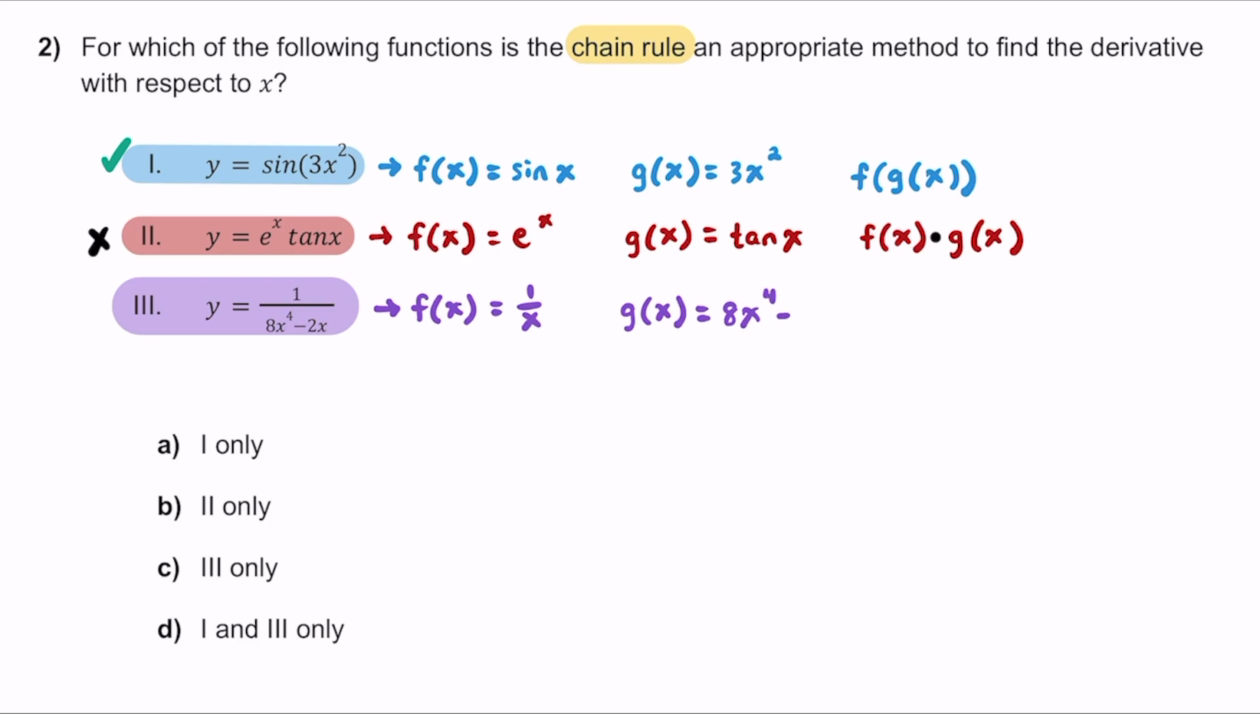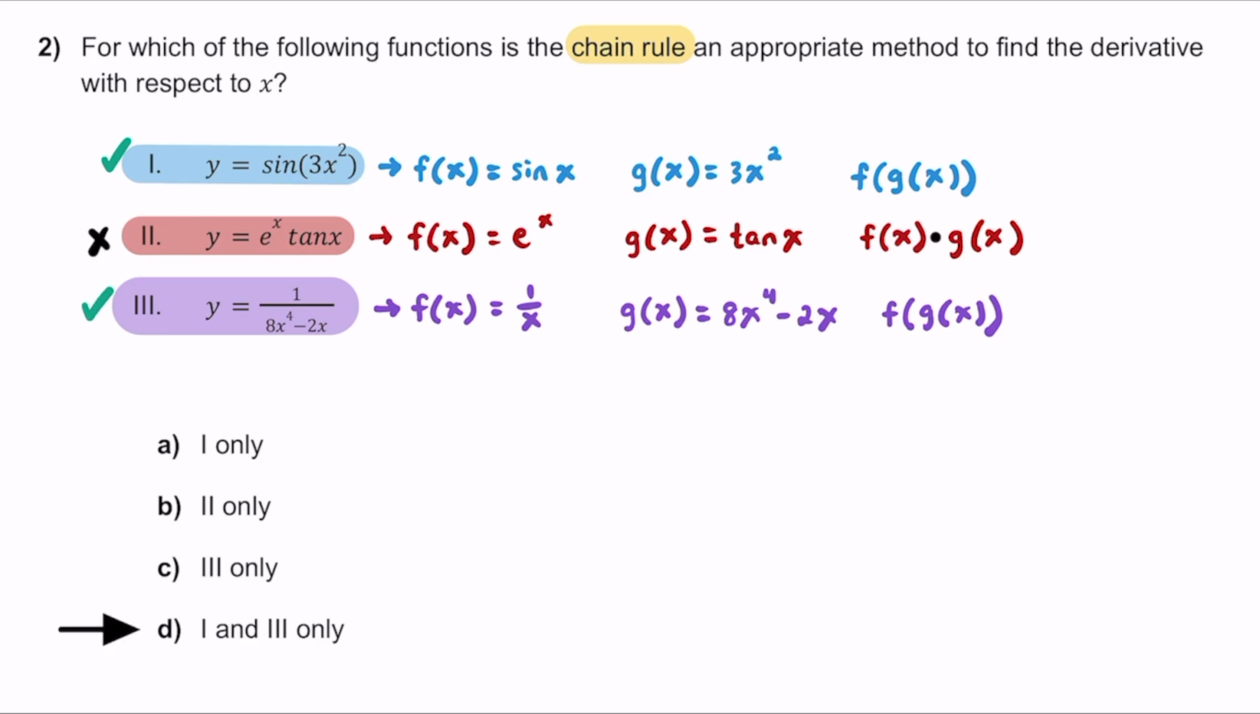Now, when you look at this original function here, you can see that this g of x function, or this 8x to the 4th power minus 2x, could be substituted in for this x value right here in the denominator. And this is another classic example of a composition function, where this g of x function is going to be inputted into where you see x in that f of x function. So this right here is another example of a composition function, and it does make sense to use the chain rule to find the derivative of these types of functions.